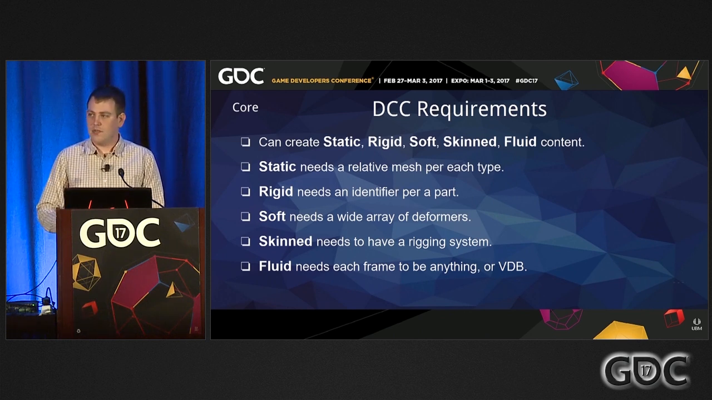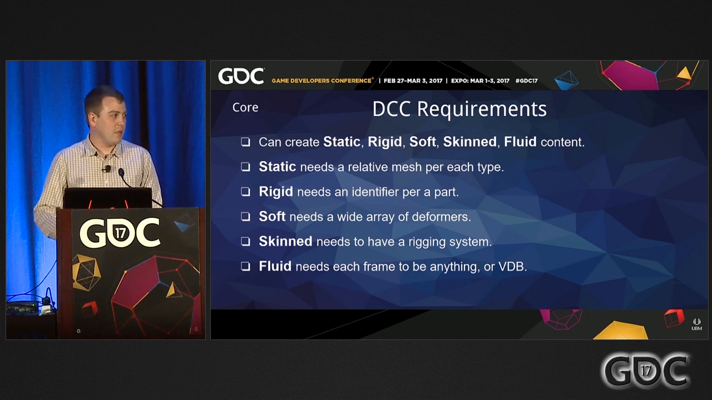When you're authoring for these different types, static needs a relative mesh for each frame, so that's like camera culling. So you need to have components in your DCC. Rigid needs an identifier per part. In Houdini, we use name. In Maya, you can use the shape nodes, or you can put an ID per each bone. Soft needs a wide range of deformers, whether you're doing cloth, fluids, lavas, or ray projection. Skin needs the whole character pipeline, so the more automating you can do of a character pipeline, the better. You try to avoid as much of that character authoring when we're doing geometry caching.